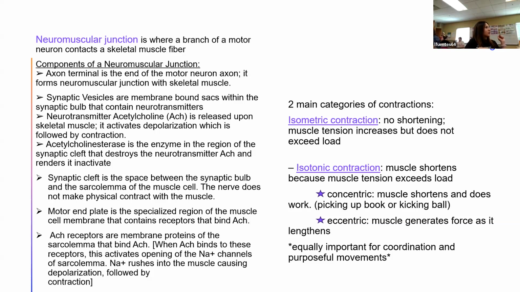Components of a neuromuscular junction, I'm going to name them off first and then read through them. The axon terminal, synaptic vesicles, neurotransmitter acetylcholine or ACh, acetylcholinesterase, that word, synaptic cleft, motor end plate, and then the ACh receptors.